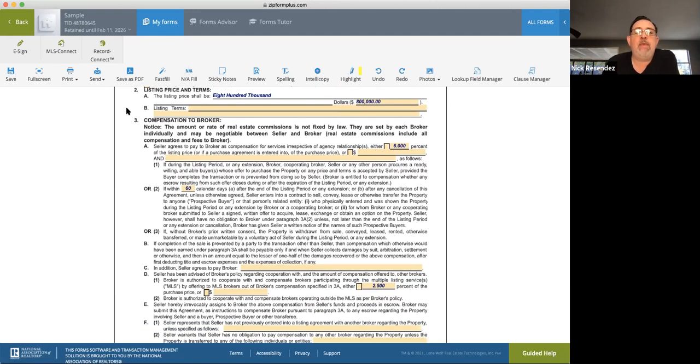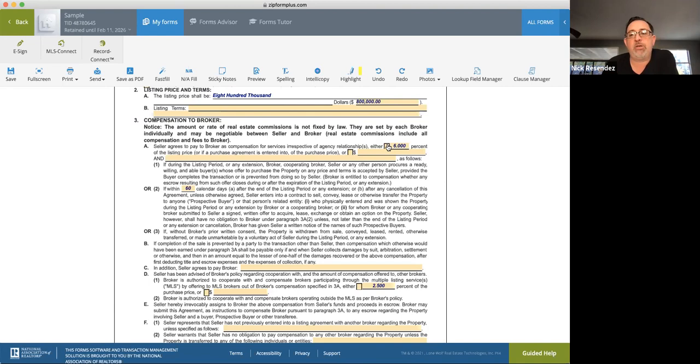And that's that. And then we get to paragraph 3, compensation. I know it's all of your favorite part. This is where we get paid, right? So it notes here, the amount or rate of real estate commissions is not fixed by law. They're set by each broker individually and may be negotiable between the seller and the broker. Okay, so the state of California mandates that this paragraph be in bold and this font size for the seller to know. They need to be aware that it is fully negotiable. Paragraph A is where we'll put in the amount of compensation.